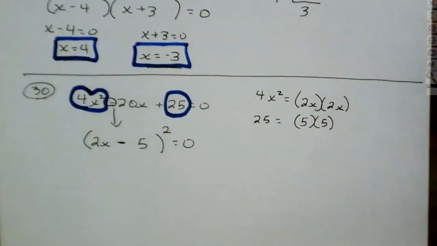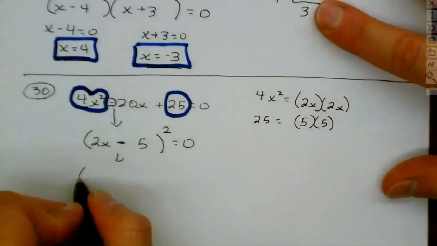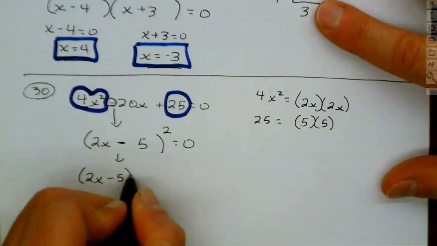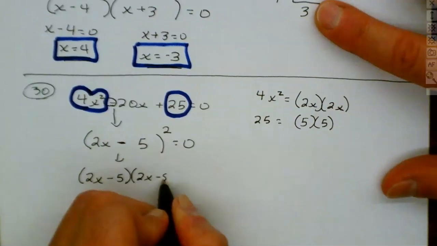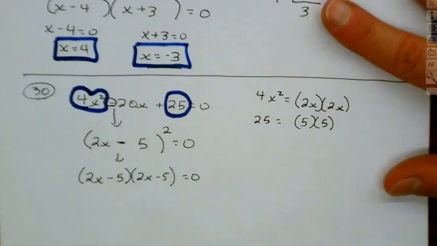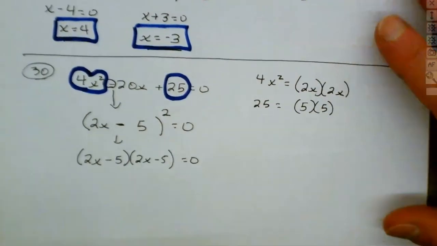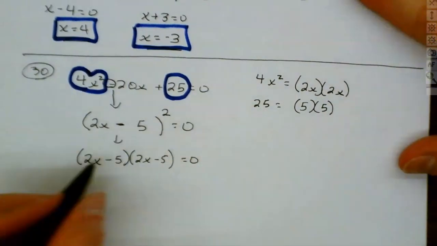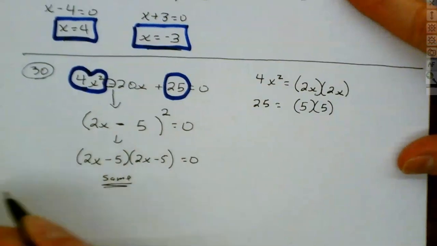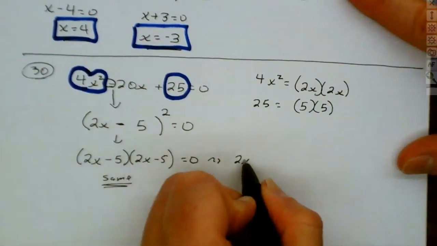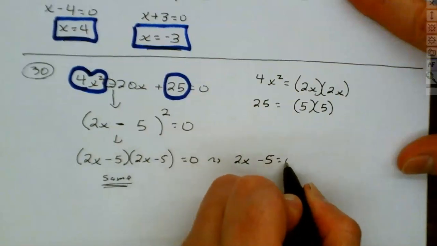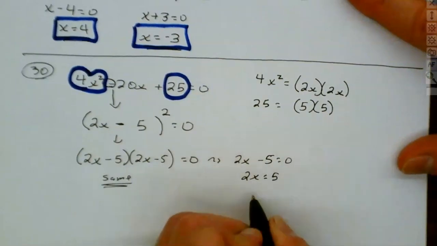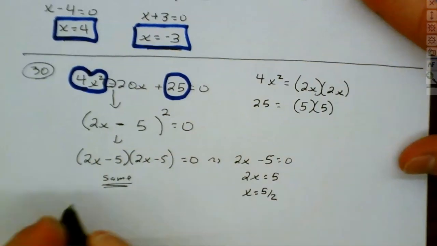Now, how many solutions am I going to get? I can get up to 2, but I'm only going to get 1. Why? Because this is actually 2x minus 5, 2x minus 5, and we talked about this earlier today. These are exactly the same, right? So that means we only have one solution. And what's my one solution? It is 2x minus 5 equals 0. 2x equals 5. So x equals 5 halves.